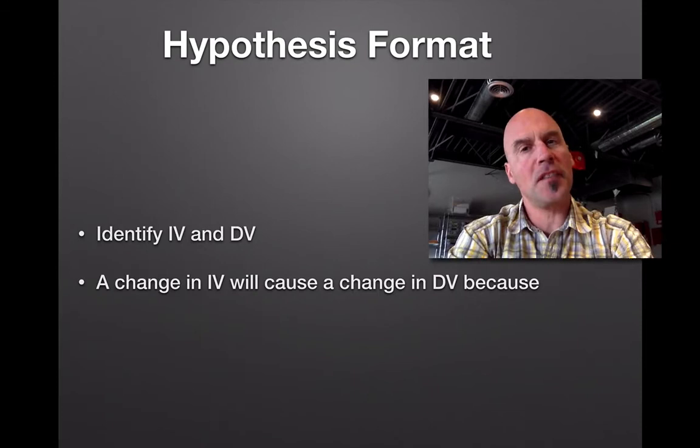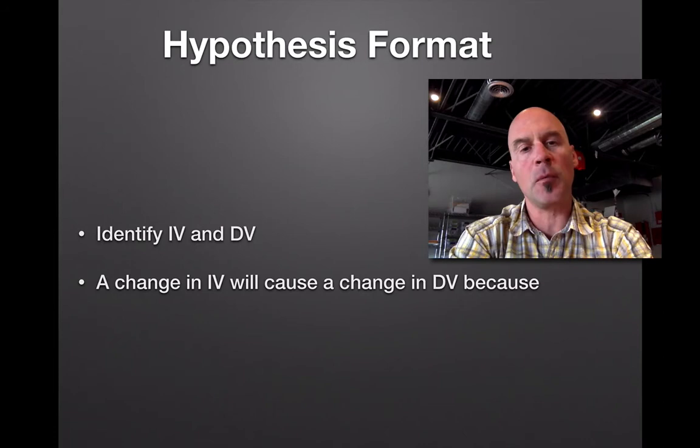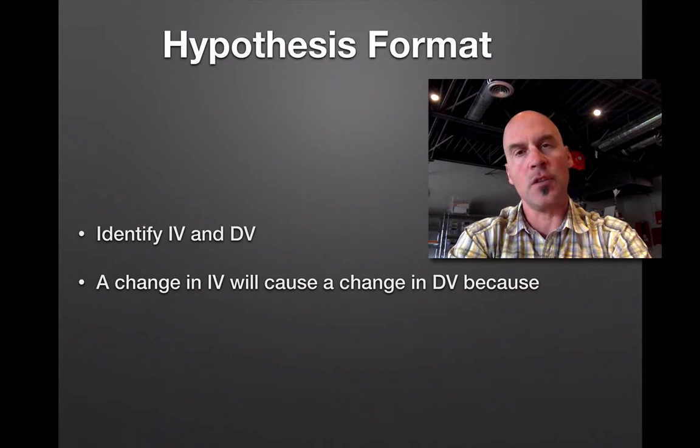So the hypothesis format that we're using is, in the abstract, you identify the independent variable and the dependent variable, the IV and the DV. The hypothesis format that we use is: a change in your IV will cause a change in your DV because, and then you give the reasons why you think this is going to be true. And remember, your hypothesis does not need to be correct, but this is the reasoning behind your hypothesis, the because.